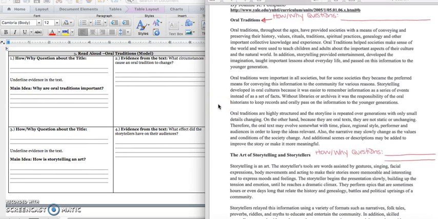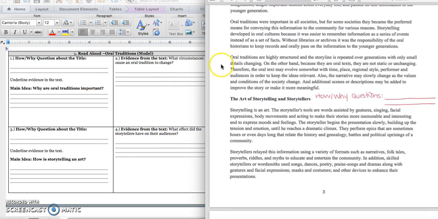Keep going. Without libraries or archives, it was the responsibility of the oral historians to keep records and orally pass the information to the younger generations. Third paragraph. Oral traditions are highly structured, and the storyline is repeated over generations with only small details changing.